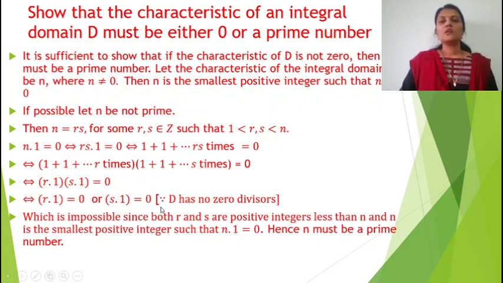Since D has no 0 divisors, one of these terms must be equal to 0, which is impossible since both r and s are positive integers less than n, and n is the smallest positive integer such that n into 1 equal to 0. Hence, n must be a prime number.